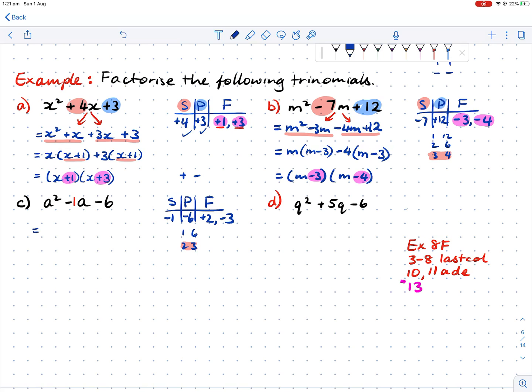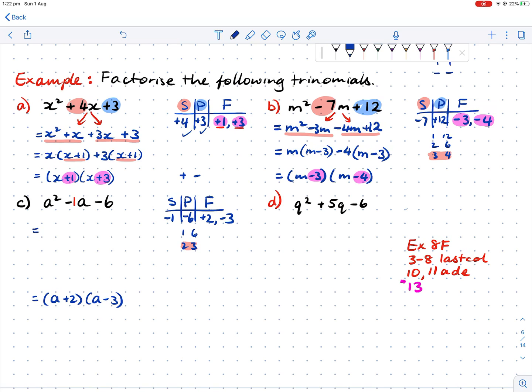Now I'm going to do it the long way. Actually, I'll write out what our final answer should look like. So if you use the shortcut, we've got a plus 2 and a minus 3. Remembering that we're looking at these numbers here, those numbers go into your two brackets there.